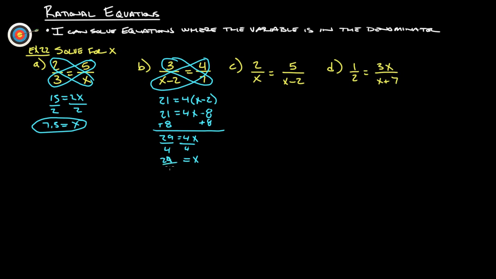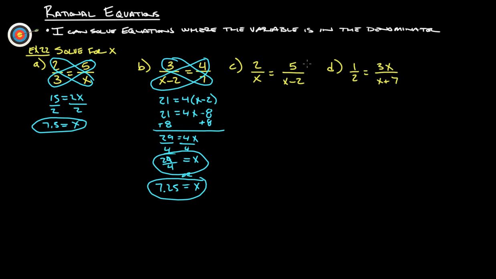29 over 4, or if you want to simplify it for your own satisfaction, we can simplify that into 7.25. So you can simplify it, and you can set it equal. Either way is just fine.